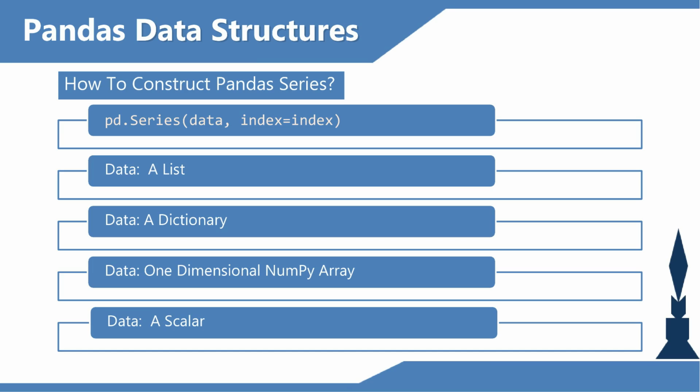The Pandas Series can be constructed from the constructor pd.Series. Data and index are the two important parameters to construct the Series object, where index is an optional argument and data can be one of many entities.